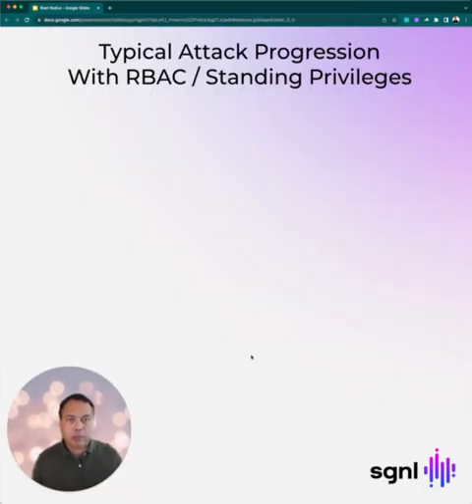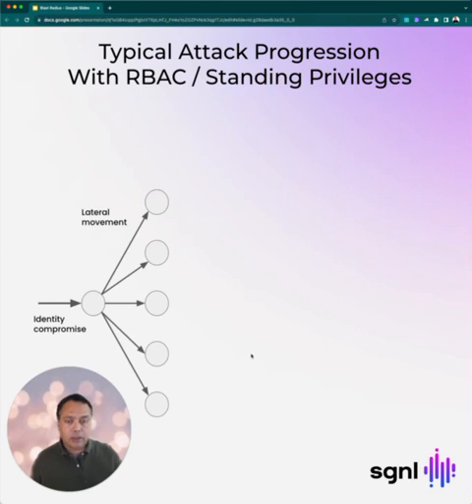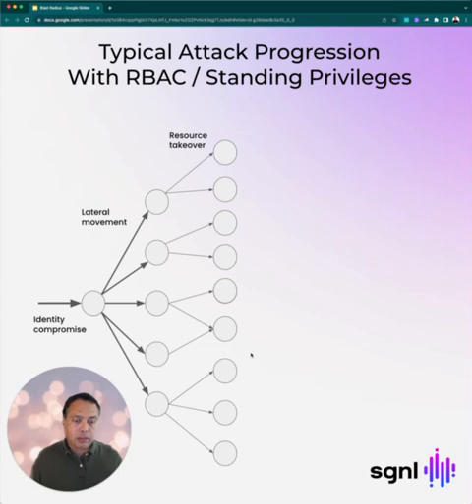So let's see what happens in a typical attack. Initially one or a small number of identities get compromised, maybe through social engineering, session hijacking, or some other means. And what the attacker typically does is laterally move into a lot of systems that give that person access because of the identity that they have. This happens because you typically have a permission sprawl based on the most popular system, which is role-based access control, or maybe even attribute-based access control. And those systems then give that user access to a lot of resources.